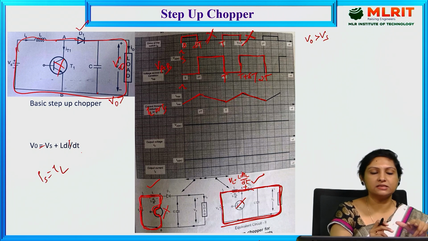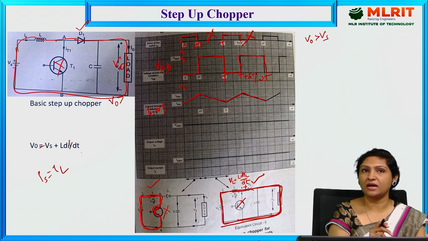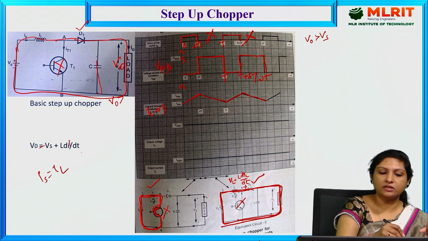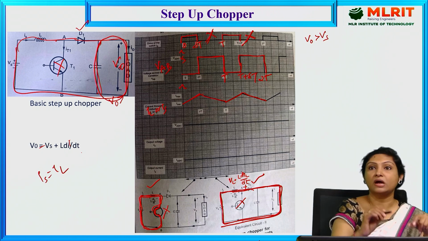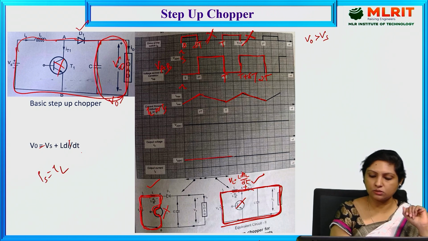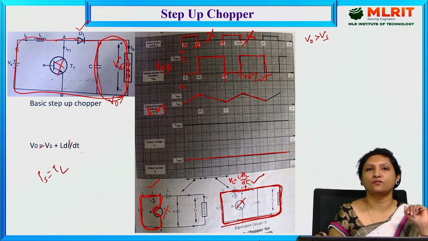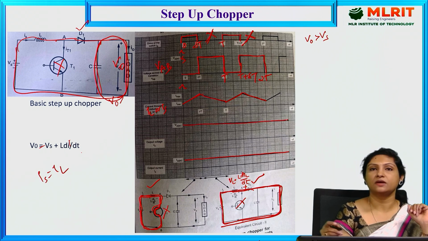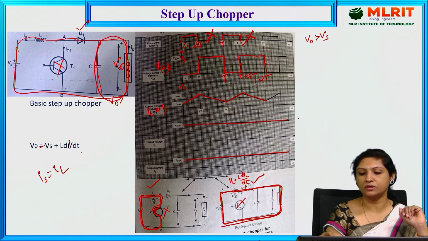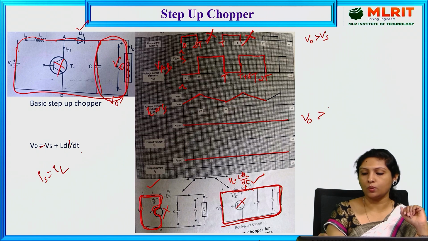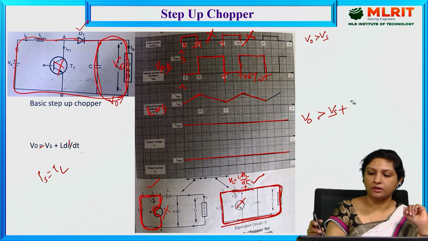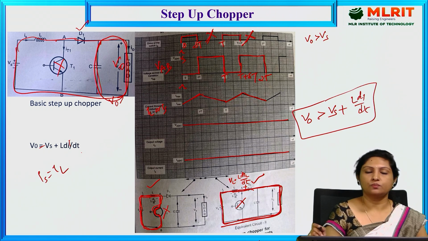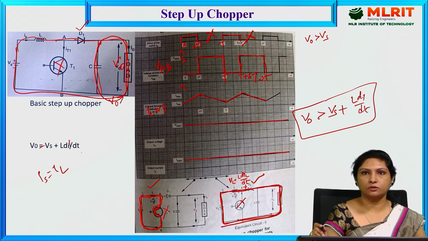And at this instant, the capacitor gets charged, and when the transistor is on, it is providing continuity of the current flow. That is how we are getting the continuous and ripple free current waveform, as well as supply voltage. If you see, this output voltage is greater when compared to the supply voltage because of the addition of the voltage across the inductor, that is L into di naught by dt. That is all about the step-up chopper.